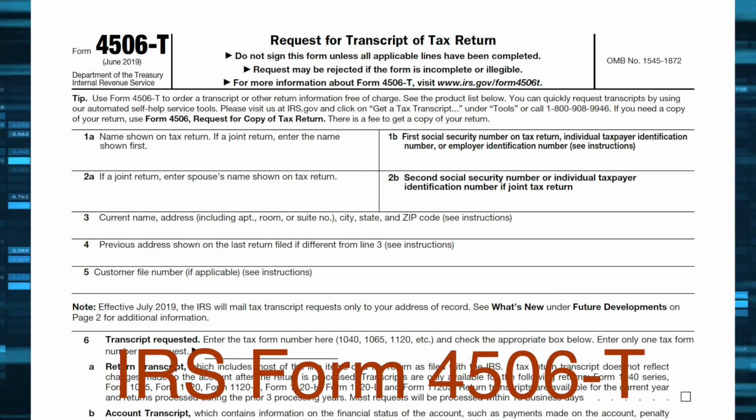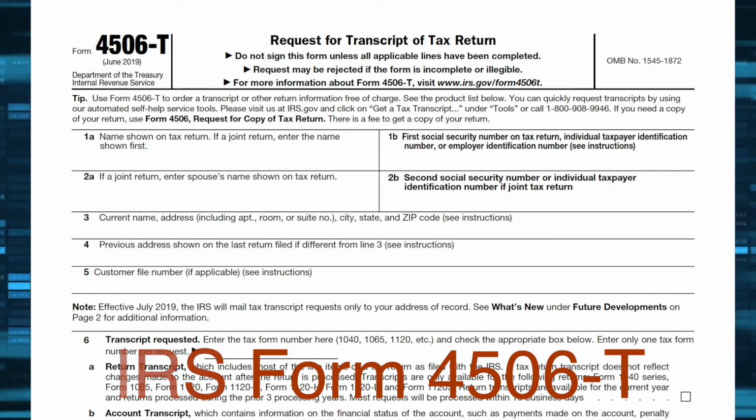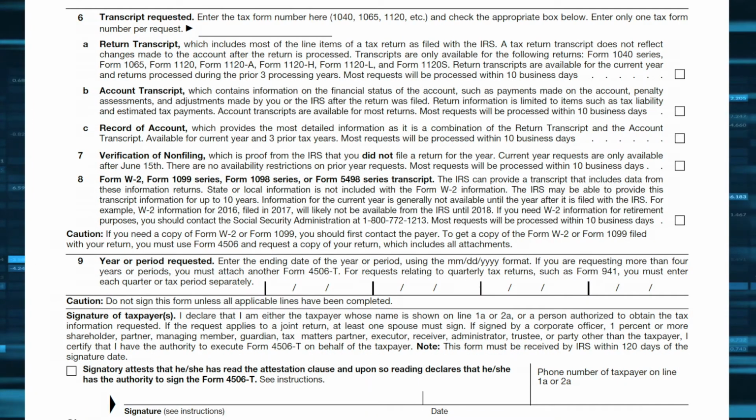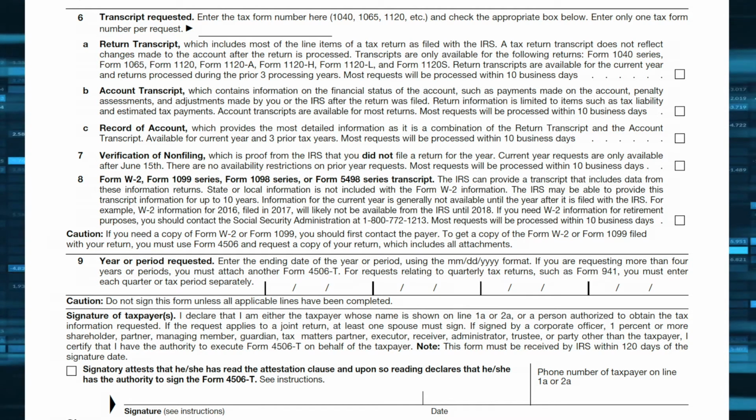IRS Form 4506-T, Request for Tax Returns. This form allows the government or a lender to verify your previously filed tax returns. This form should be easy to complete. Make sure you use the same information on your tax return. For example, if you are the sole owner LLC filing under the name John Smith, you must request tax returns under the name John Smith.